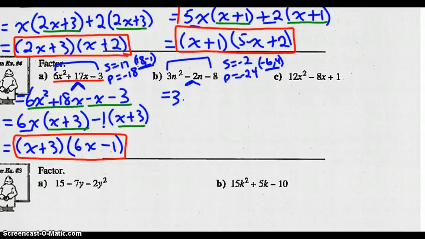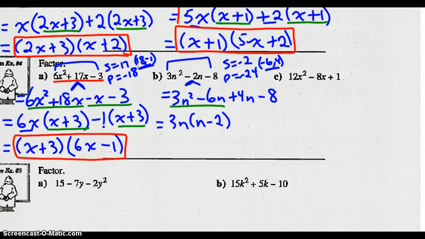So I take my first term, 3n squared, decompose the middle term, and it can be written in any order, minus 6n plus 4n. And I write the last term minus 8. And I've got a 4-term polynomial that I factor by grouping. Common factor of the first two terms is a 3n. I'm left with n minus 2. Common factor of the last two terms is a positive 4. And I'm left with n minus 2.